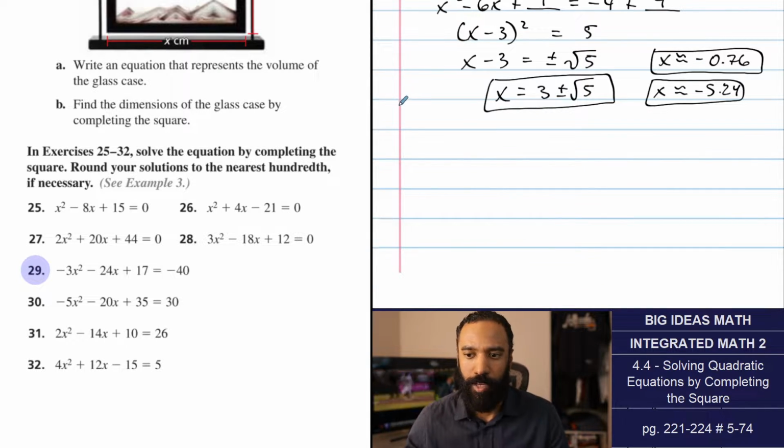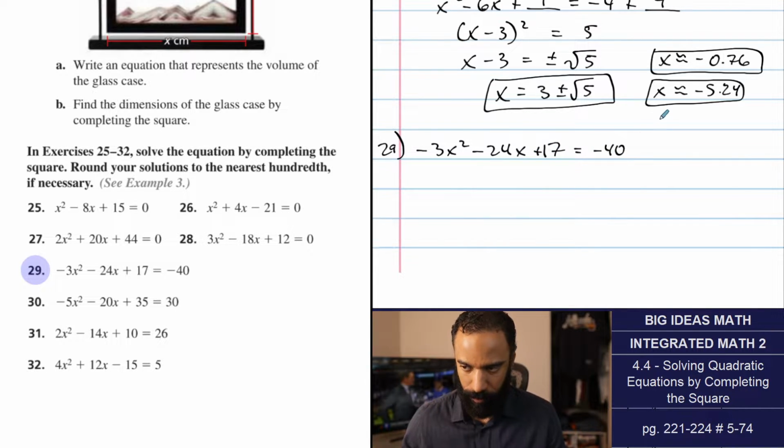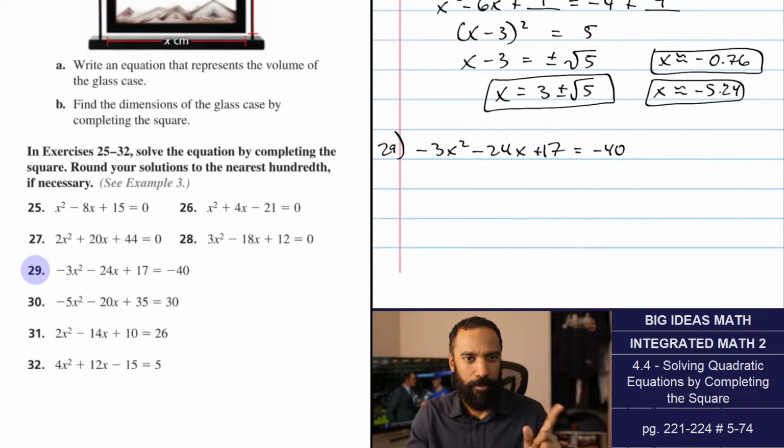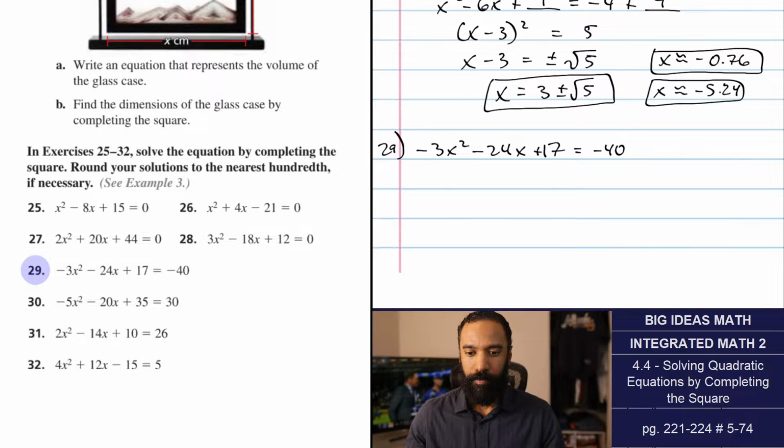I'll fit it right here. Negative 3x squared minus 24x plus 17 equals negative 40. Now, as I divided by 3 last time, let me pause this.